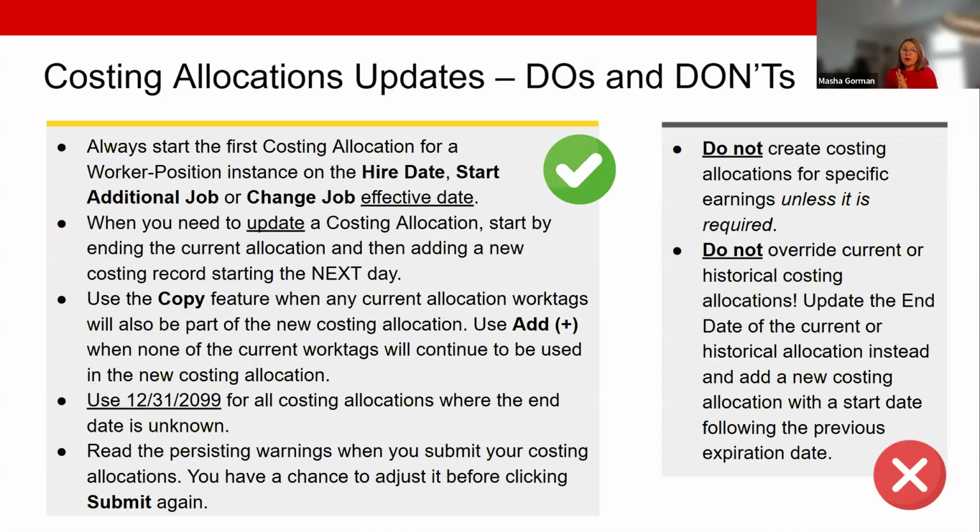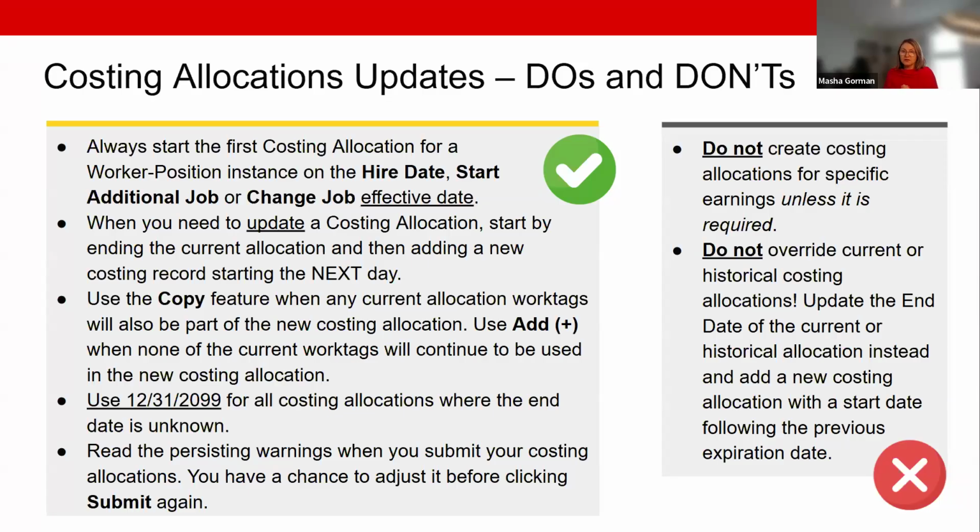So when you need to update existing costing allocation, what's the first step you do? You go to the page, you see costing allocation, you need to change it, update it. First thing you do, you change the end date on your current costing allocation. And we'll see it in the tenant. If I want my new costing allocation to start on May 15, first thing I need to do is to end my current costing allocation on May 14.